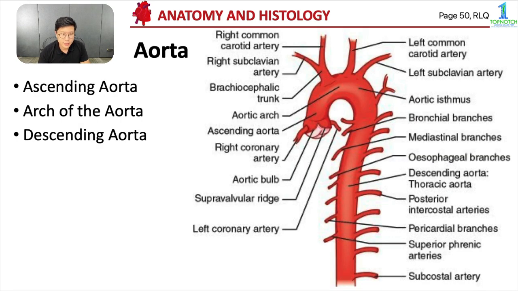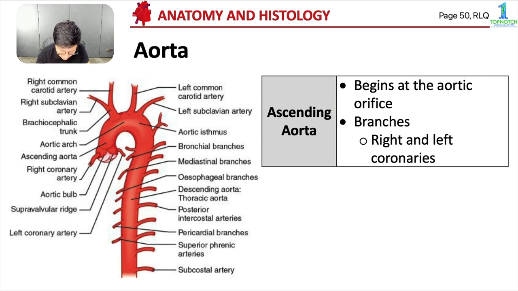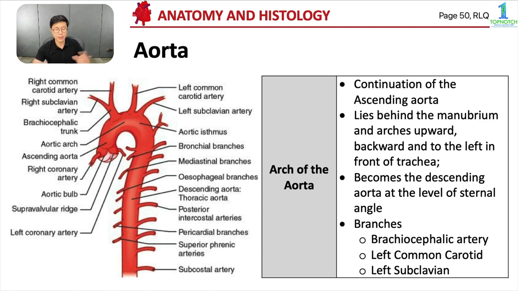For the great vessels, we start with the aorta. So you have three parts: your ascending aorta, the arch of the aorta, and your descending aorta. For the ascending aorta, it begins at the aortic orifice and its branches include your right and left coronaries.